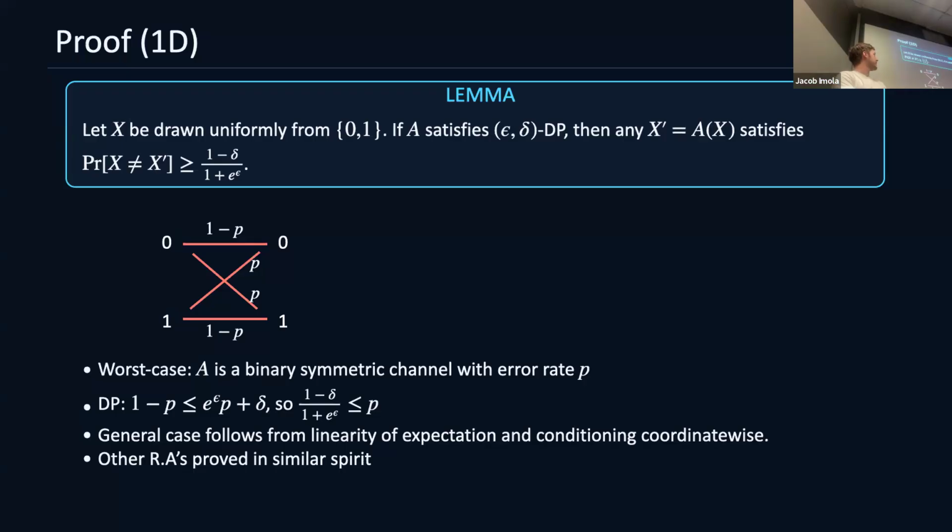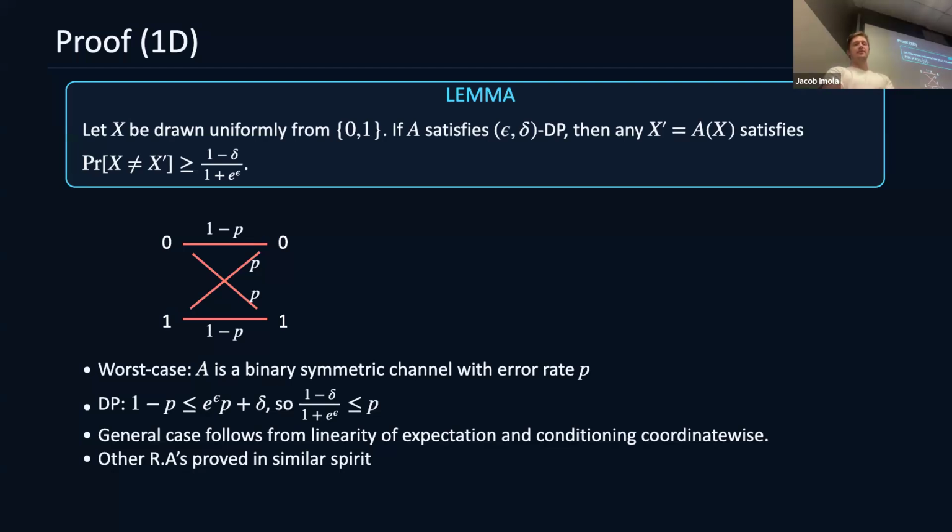And actually, the general case follows coordinate-wise. You can use linearity of expectation on each coordinate, condition the algorithm on that particular coordinate, and apply the one-dimensional case n times. So the n-dimensional case is this constant times n. That's exactly where it's coming from.